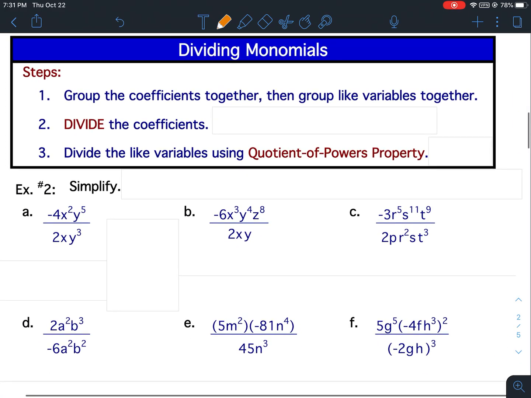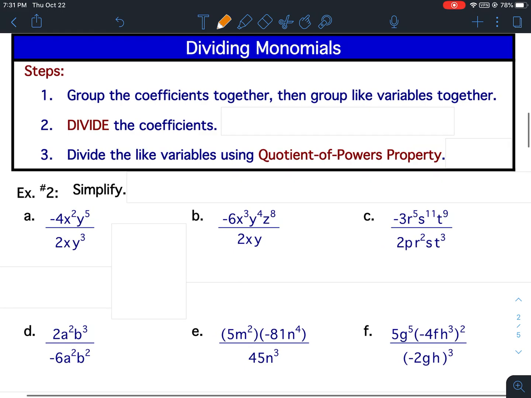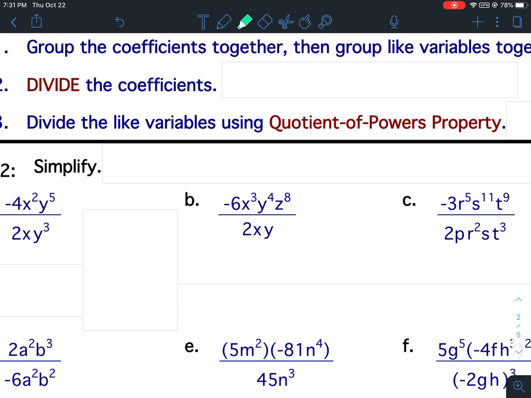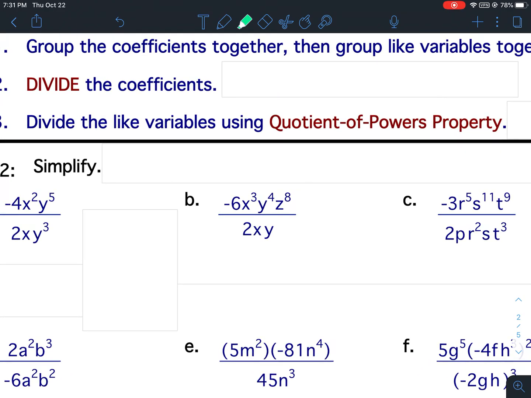So again, let's look at these steps. Step 1, group them together. Well, when we did that with multiplying, remember we listed everything off to the side. We're not going to do that anymore. We don't have enough space or time to do that. These problems are going to get bigger and harder, so we want to try to eliminate as many steps as we can. So instead of grouping stuff off to the side, I want you to visually group stuff together.